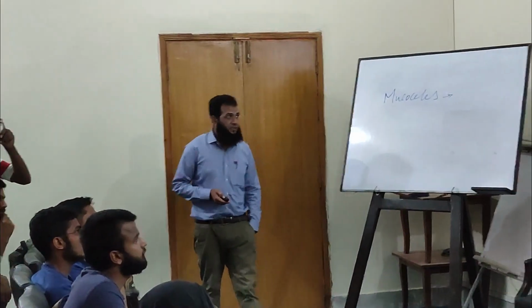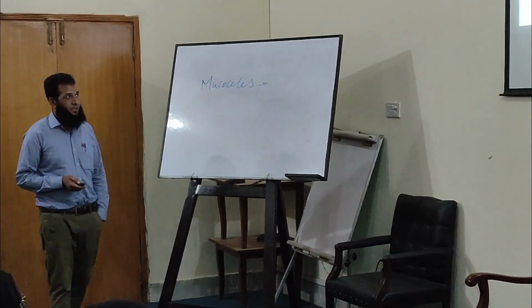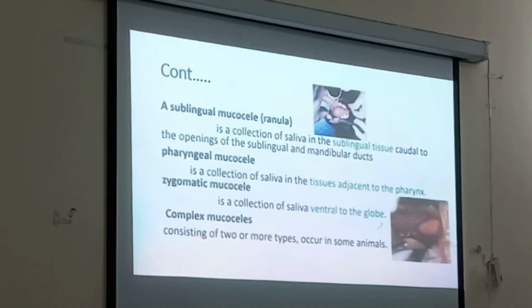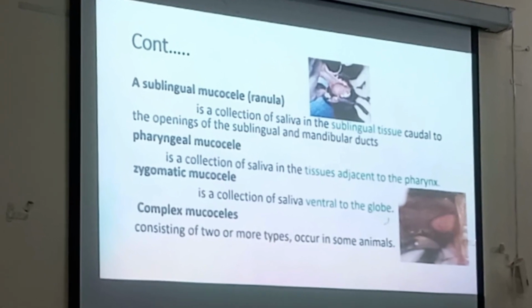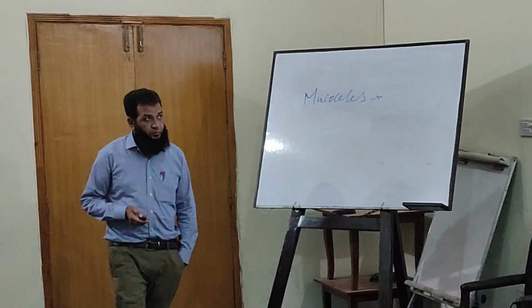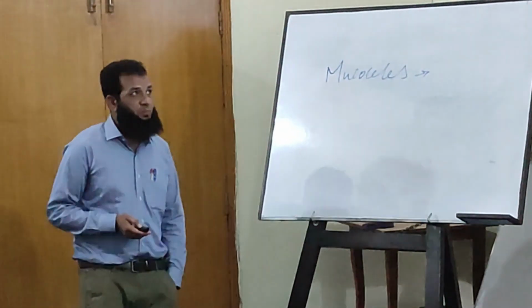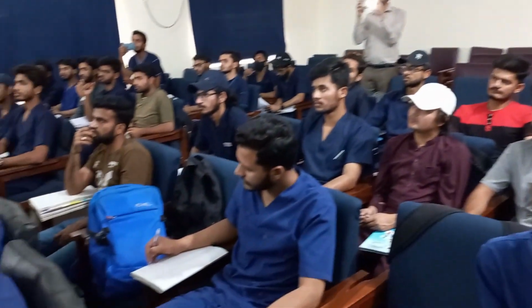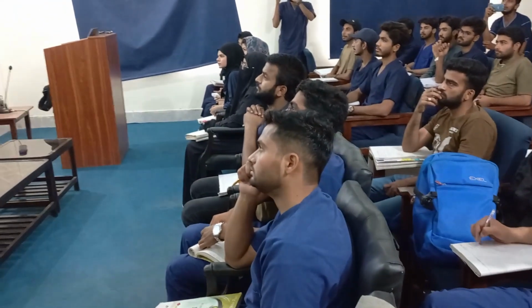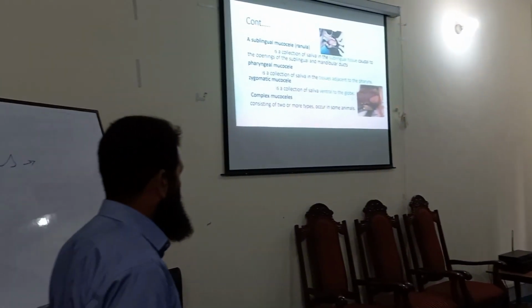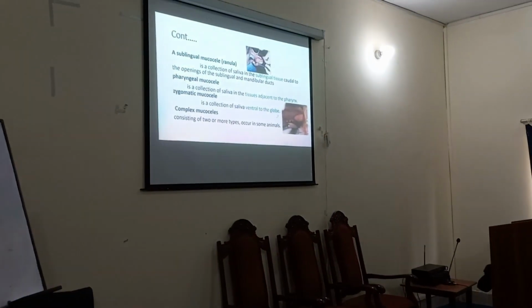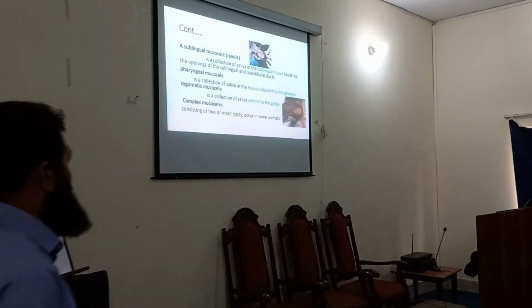And the next one is a sublingual mucocele. Sublingual mucocele is also known as ranula. Ranula is a collection of saliva in the sublingual tissue. Mostly all the mucoceles are named by their anatomical position. Where mucoceles exist, that name is given due to this anatomical position. Suppose a mucocele on the sublingual region is known as sublingual mucocele.